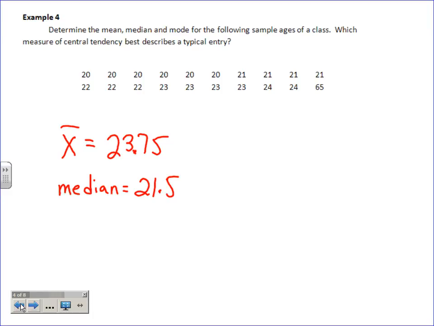Which measure of central tendency best describes a typical entry? So wait, what was the mode on this one again? 20. Mode was 20. So if you look at this one, and just were to take a typical entry, right? There's a lot of entries there. We got some 20s, and some 23s, some 24. Which one would you say best describes a typical entry in this case? I mean, obviously every case it changes a little bit. And if you're convincing, you could give me almost any of them. Did you want to say? Mode? Okay, I heard mode. Any reason behind that?